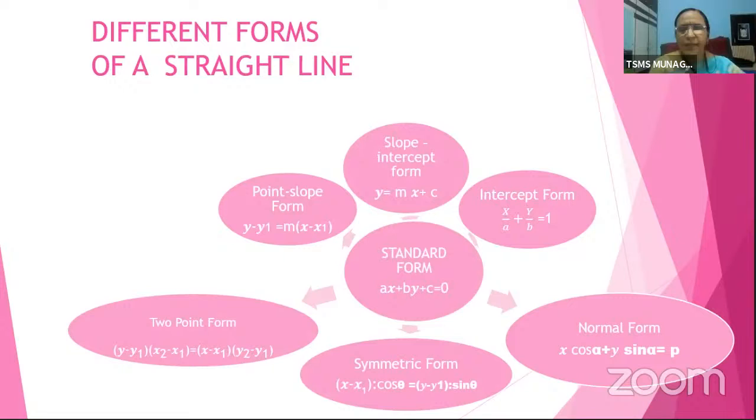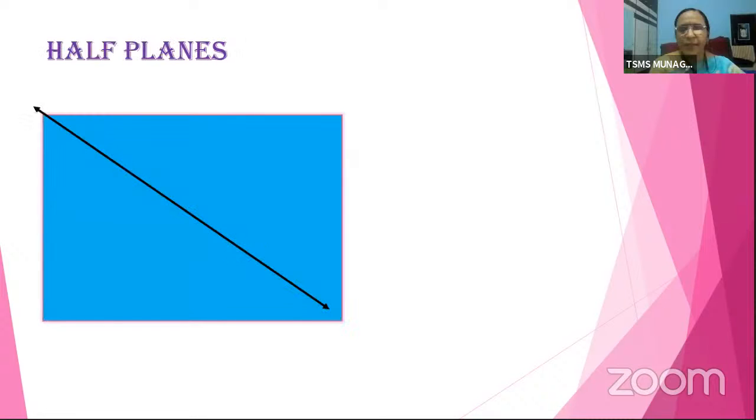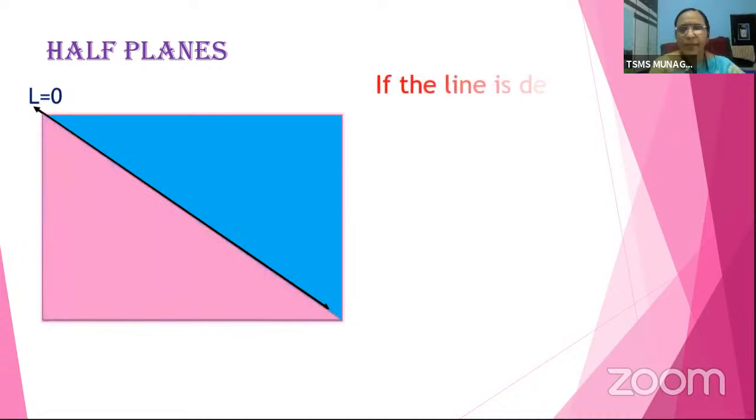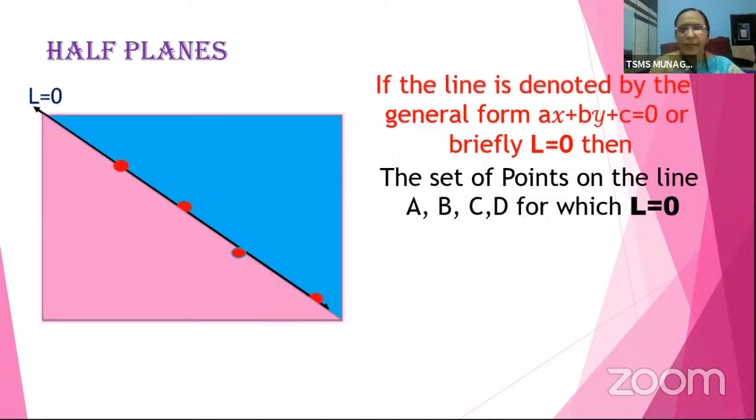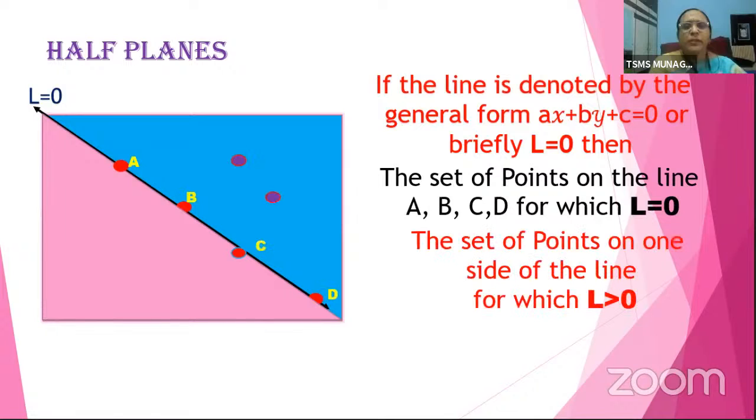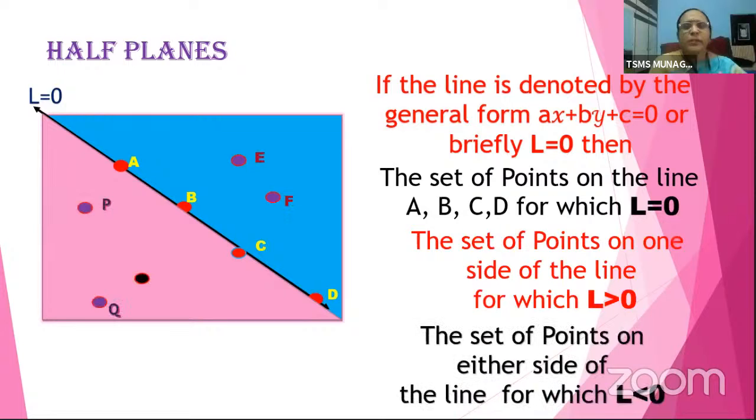Now today we are going to continue with the half planes. Day before yesterday, we saw about the half plane. A line divides a particular plane into three parts. That is, the points on the line, which will have L equal to 0. The points on one side of the line, where L will be greater than 0. And the set of points on the other side of the line for which L will be less than 0.